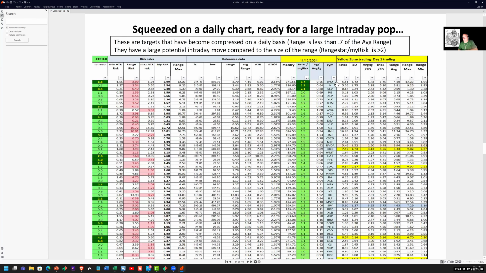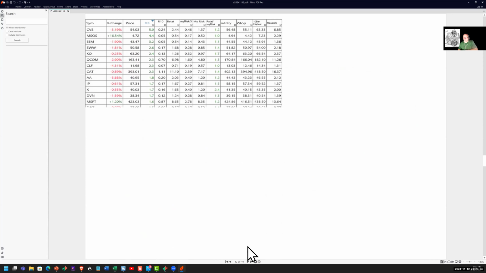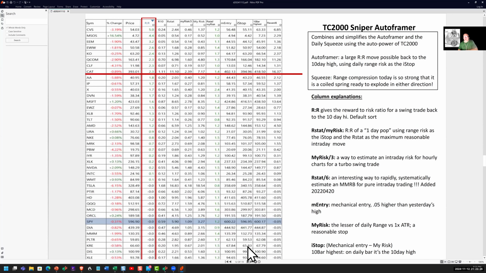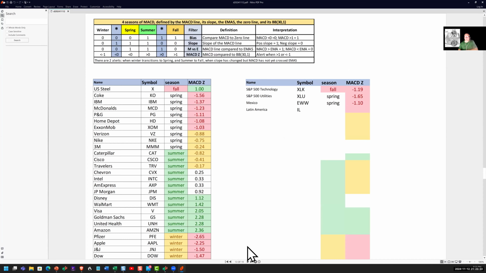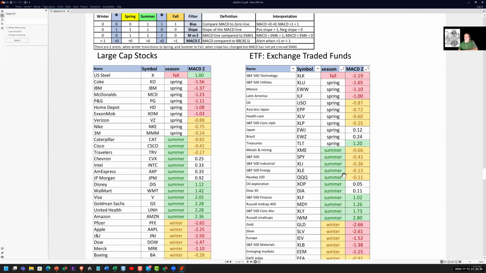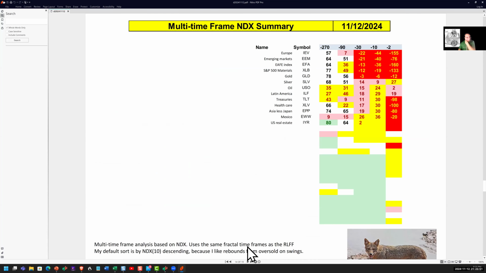Some squeezes in JP Morgan, Verizon, and Silver. The usual suspects in here for the auto framer in TC2000. A lot of summer and spring symbols here responding to the election. That's mostly the US in there. You see the S&P, tech, diamonds, mid caps, small caps. So it's the whole US market that is responding.